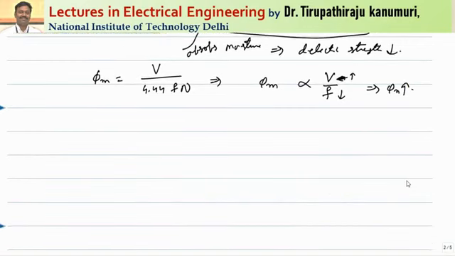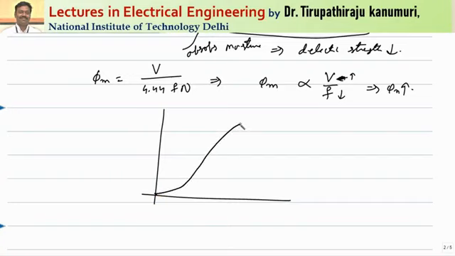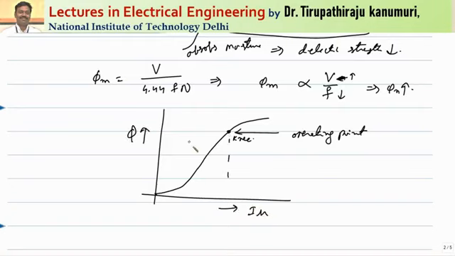Generally your transformer operates around this region, where it has linear characteristics. This point is called the knee point, and generally the operating point of your transformer will be around here. This is my operating point. This is the magnetizing component of current versus flux. So we can tell that it is operating near this point. The reason for operating near this point is to decrease the size of the core, so we are using the core effectively and in the most efficient way possible.